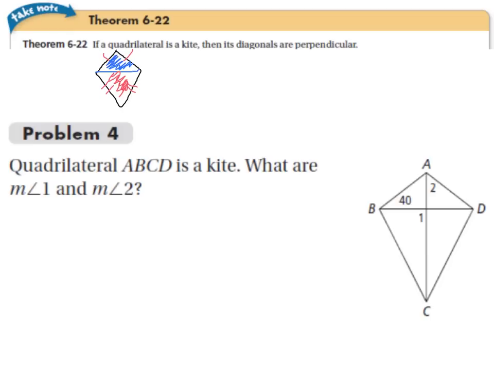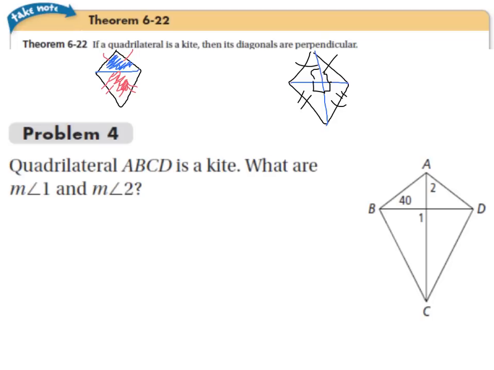So the theorem that I have about a kite is, if a quadrilateral is a kite, so right here, the only thing you have to know is that two sides that are right next to each other are congruent, that makes a kite. Then the diagonals are perpendicular. Remember, perpendicular creates that special kind of angle, and that's going to be a 90-degree angle.